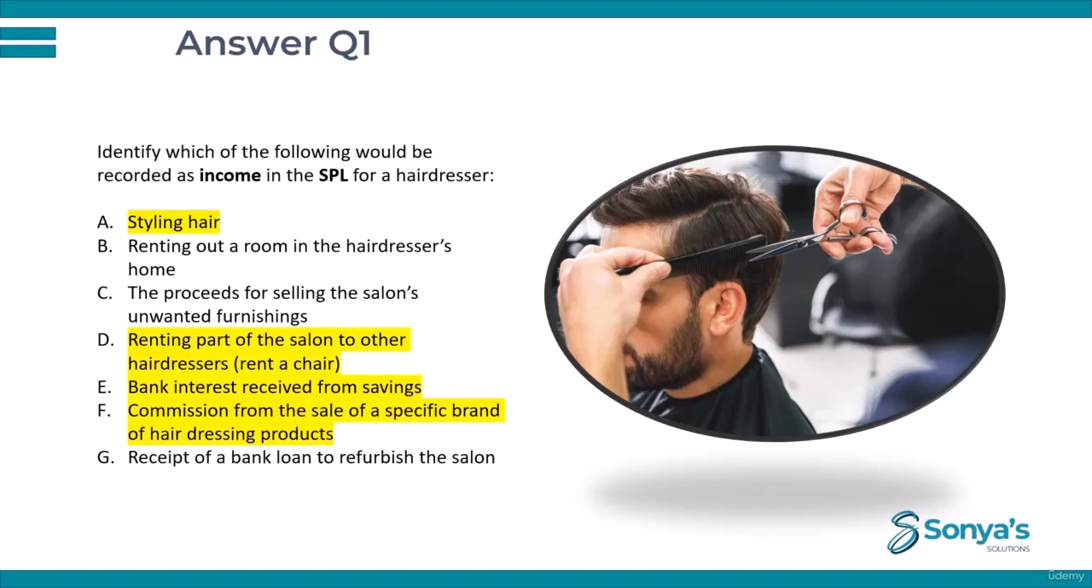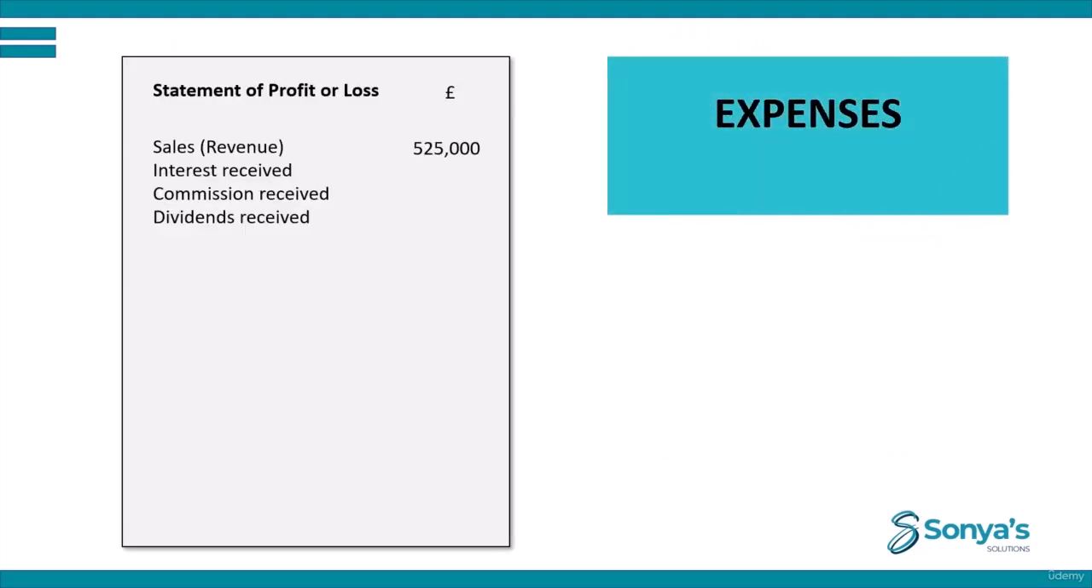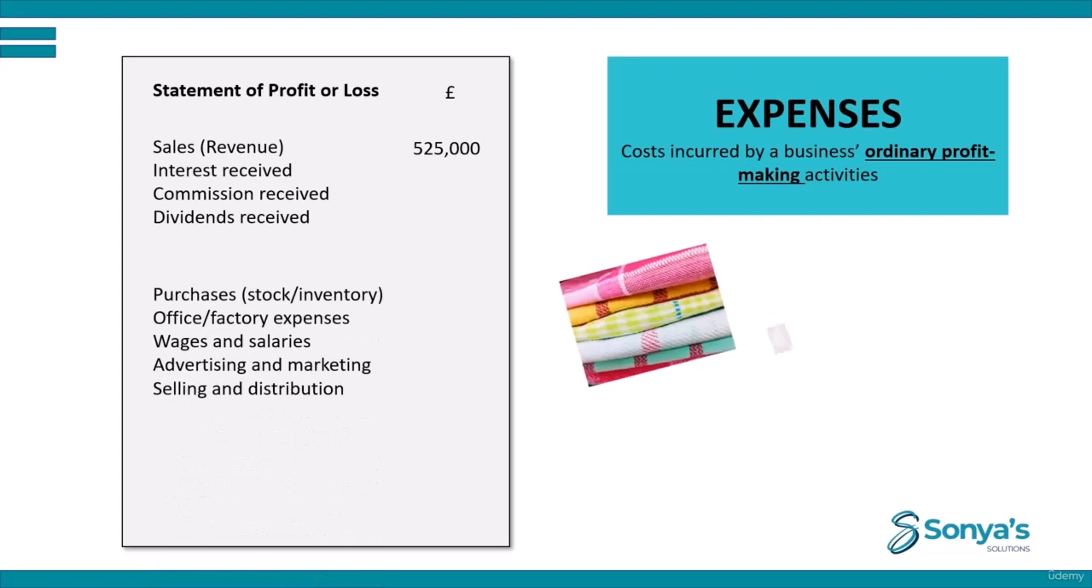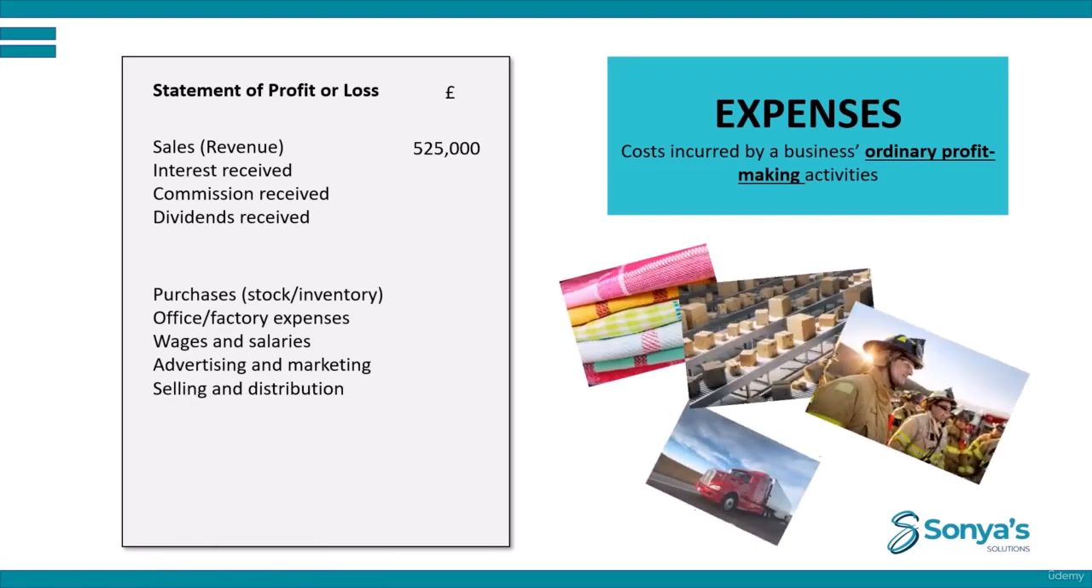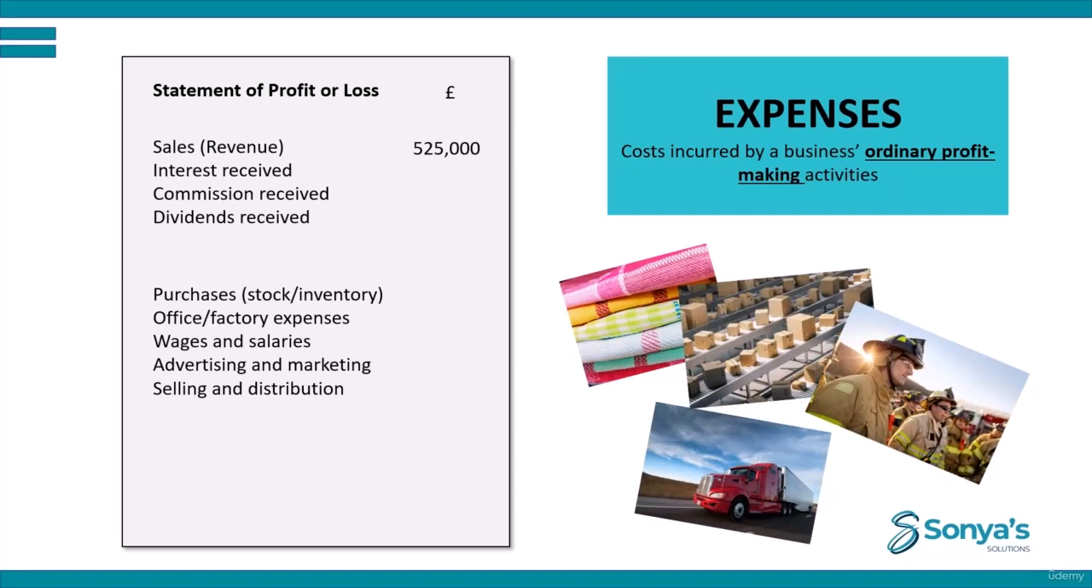The business's profit-making activity causes expenses to occur, and to calculate profit, the costs are deducted from the revenue earned in the same period. There are many different types of expenses, but typically they include the cost of purchasing materials to make products or purchasing stock to sell to customers, the costs associated with running a shop, office or factory, the cost of employing people, as well as advertising, marketing, selling and distribution costs.